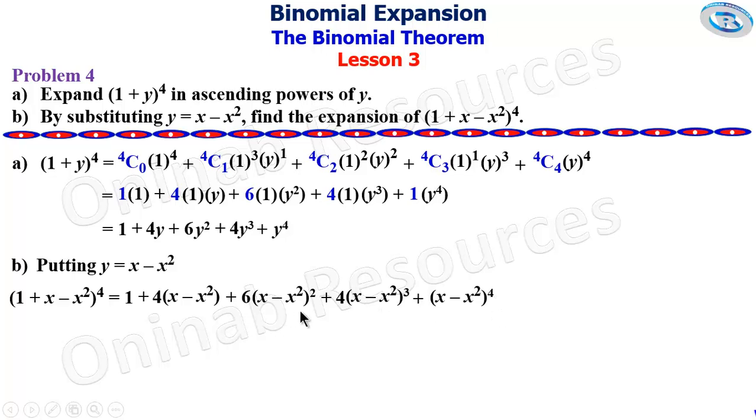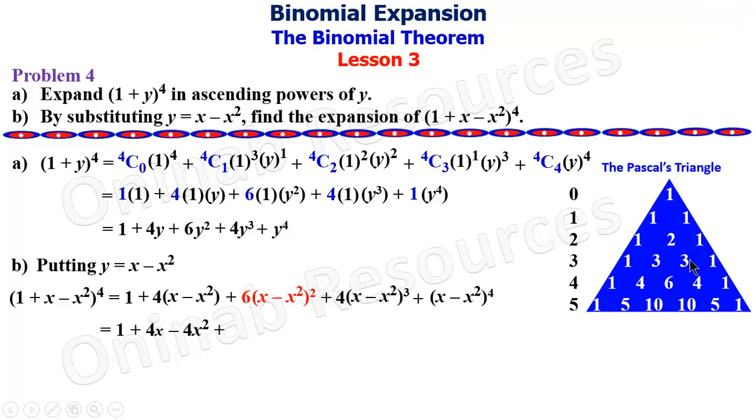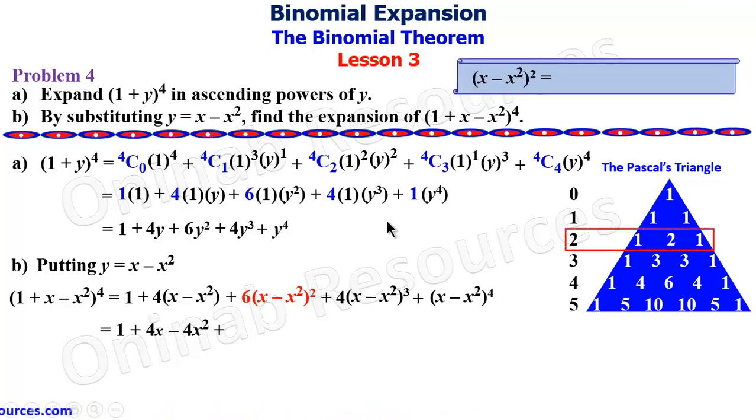Then we go ahead again to expand. So the first two here do not need serious expansion. This is 1 plus 4x minus 4x squared. This one needs serious expansion. So we can assist ourselves with Pascal's triangle. And since the power here is 2, this is where we have the coefficients. First, we expand this before we multiply by 6. So the coefficients are 1, 2, 1.